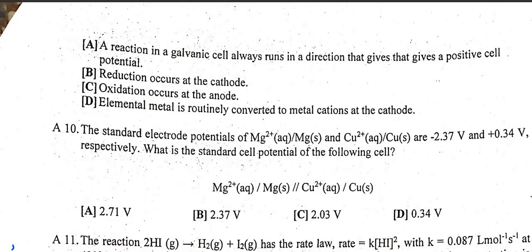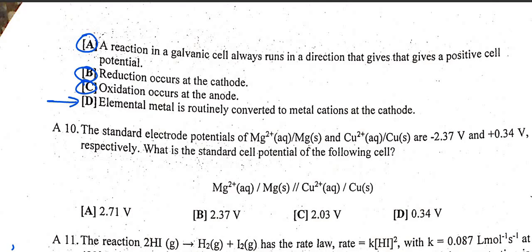They're saying a reaction in a galvanic cell always runs in the direction that gives us a positive cell potential. Then here they're saying reduction occurs at the cathode, and then here we say oxidation occurs at the anode. Then the last one, they're saying elemental metal is routinely converted to metal cations at the cathode. The correct answer here is going to be D, because these guys are true, right? This one is true, that's true, that's true. The one we're doubting is this guy here, right?